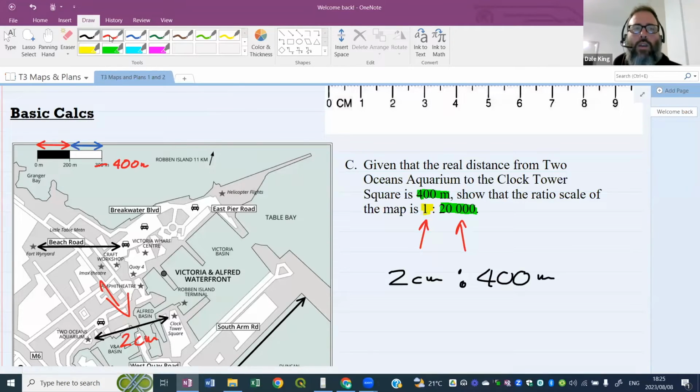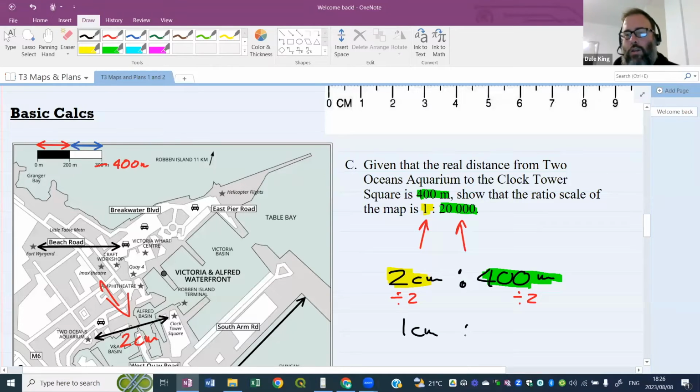All right. I'm going to highlight again. The 2 centimeters is measured. The 400 meters is a real distance that they gave me in the question. Now, I need to convert this to the ratio that they see there. So what I'm going to do is first change the 2 to a 1. To change 2 to 1, I've got to divide by 2. But what I do on the left side of this ratio, I must do on the right side of this ratio. So now I'm going to get 1 centimeter is to 200 meters.